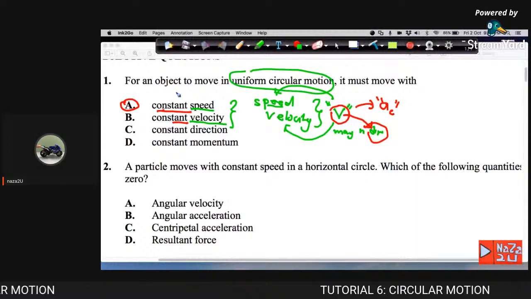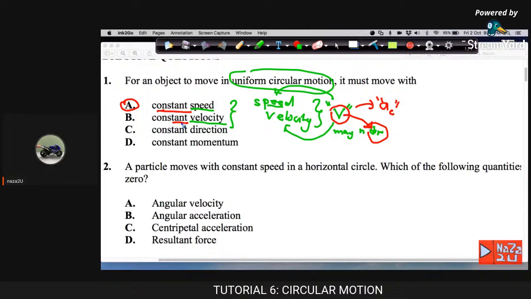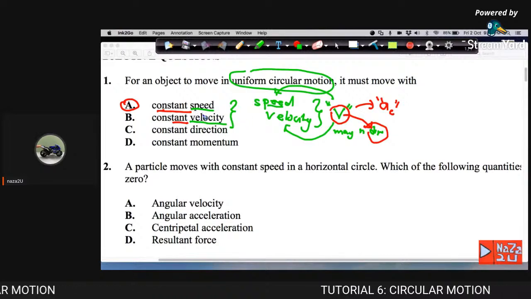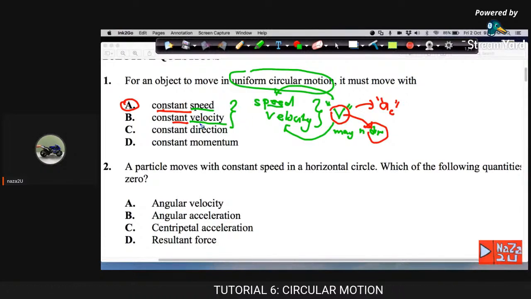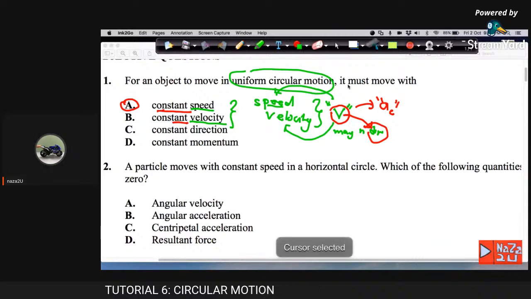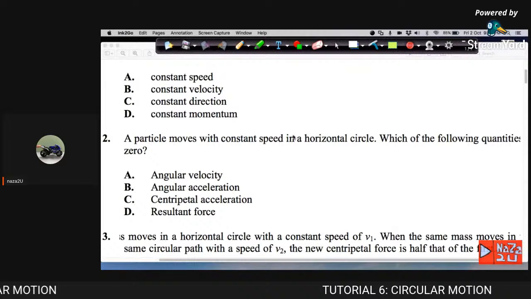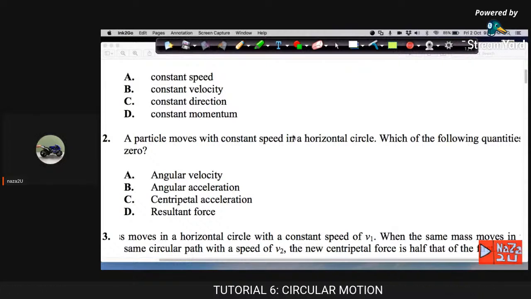So saya nombor 1 ni macam bagus soalan dia. Dia jawapan senang saja, tapi ya dia banyak menjelaskan perbezaan di antara the speed and velocity for the circular motion. So I think we continue to question number 2. Okay, question number 2.